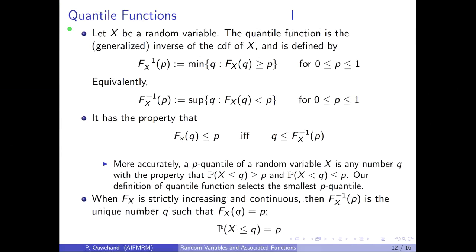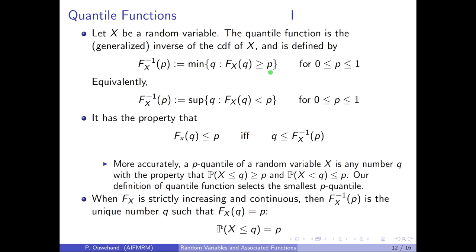One more function that can be associated with random variables is the so-called quantile function. Let X be a random variable. The quantile function is the generalized inverse of the cumulative distribution function of X. It is defined as follows. The quantile function evaluated at the point P is the least q for which the CDF evaluated at q is greater or equal to P. In other words, it's the point where the CDF either hits P or jumps above P.